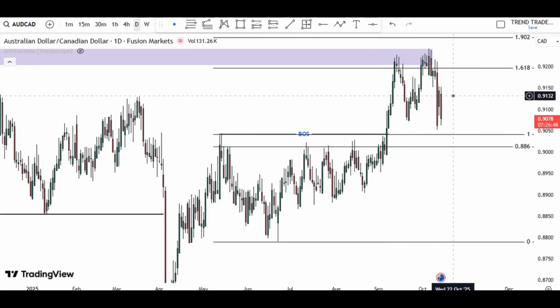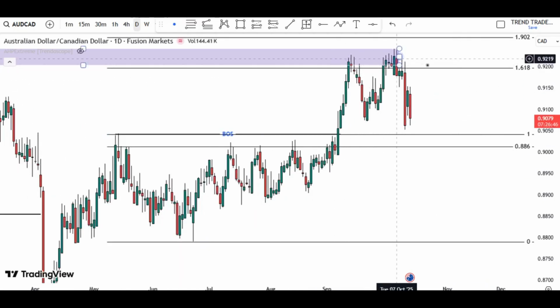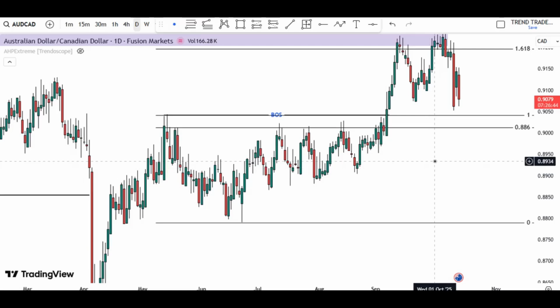Price finally breaks it and pushes to this key level that aligns perfectly with 1.618. You can see that harmonic pattern is so beautiful.